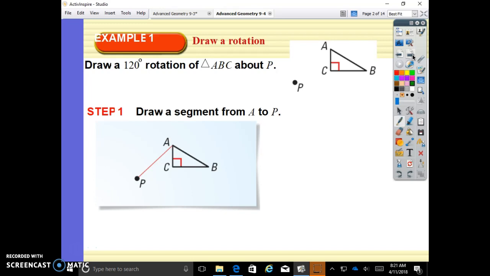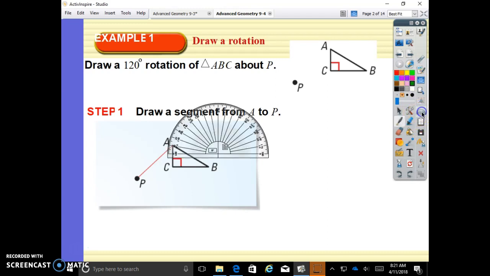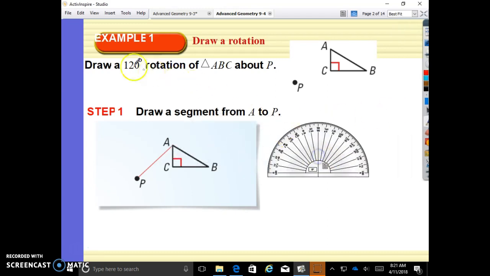Alright, so the first thing we're going to do is perform rotations using our handy dandy tool. Does anyone know what this one is called? Protractor. It is a protractor, correct. So if we are drawing a 120-degree rotation of triangle ABC about point P, the first thing we're going to do is draw a segment from A to P. Okay.